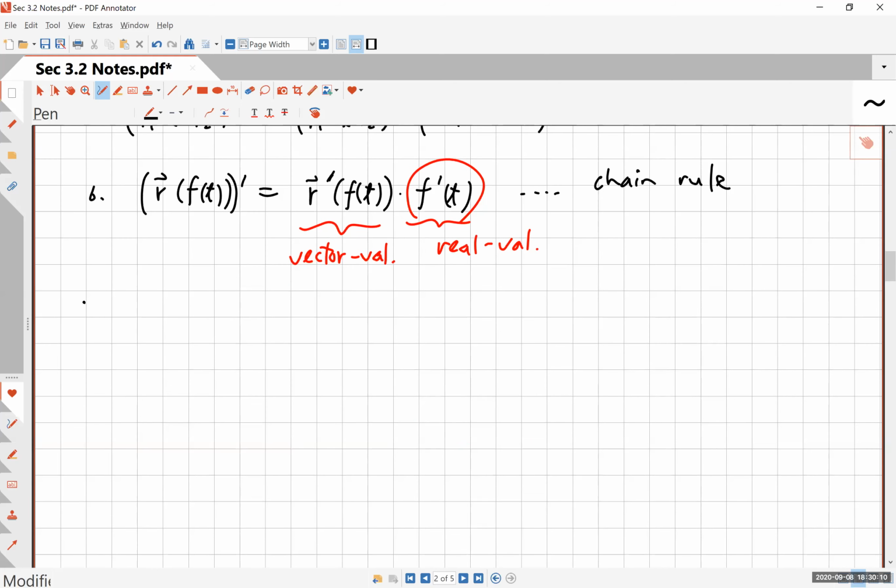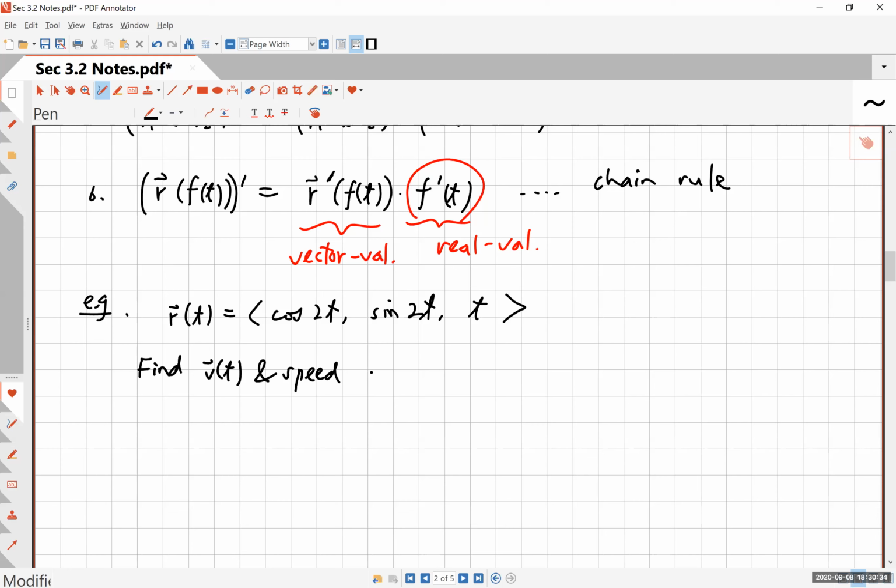Okay, should I do a problem? Yeah, before I go into the integrals, why don't you do this? Go ahead and do this. All right, so I have this r of t. You have cosine of 2t, sine of 2t, and t. All right, so this is going to be a helix, but I want you to find v of t and the speed when t is equal to pi over 2. Okay, go ahead and find this, and when you are done, you can come back and then we can work on this together. And then we'll go into integrals and other things in this section.